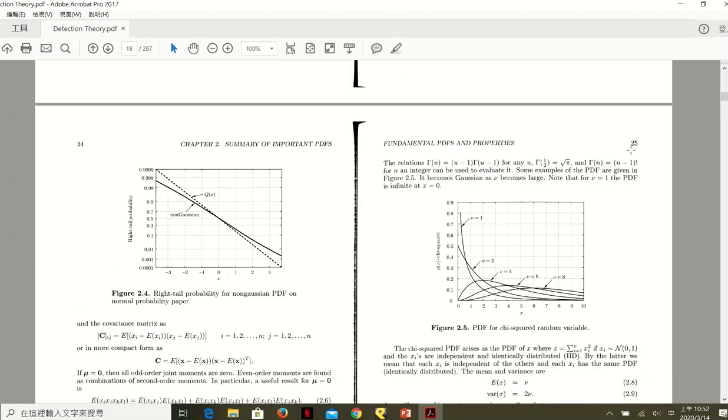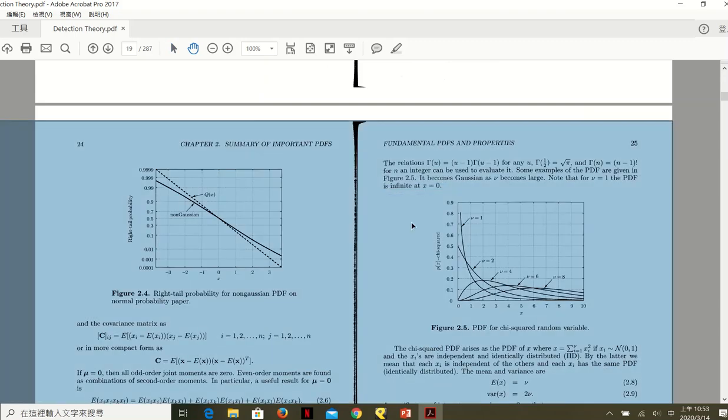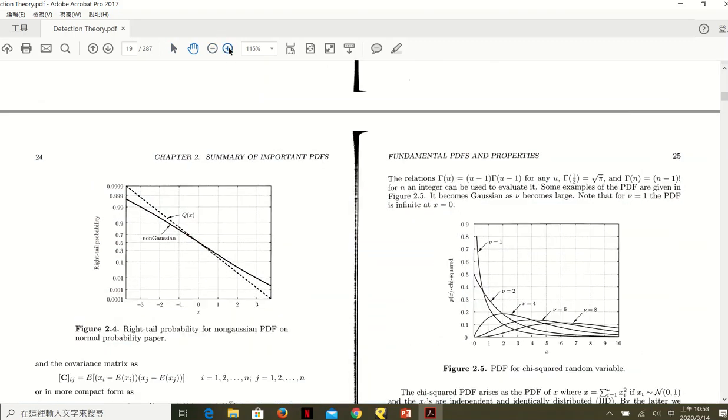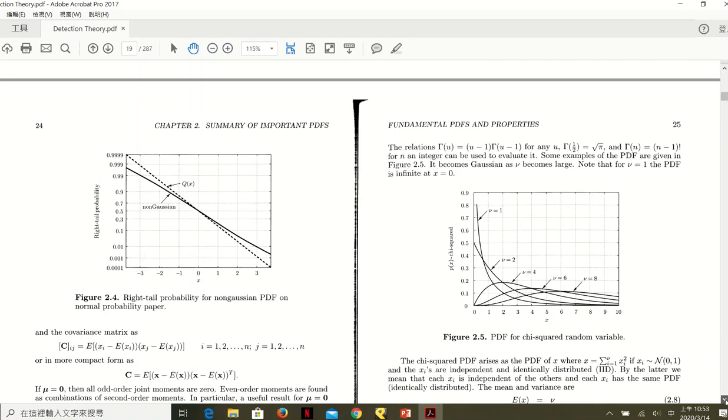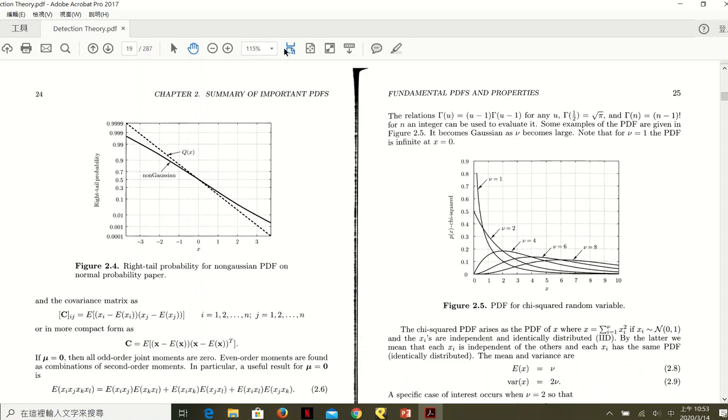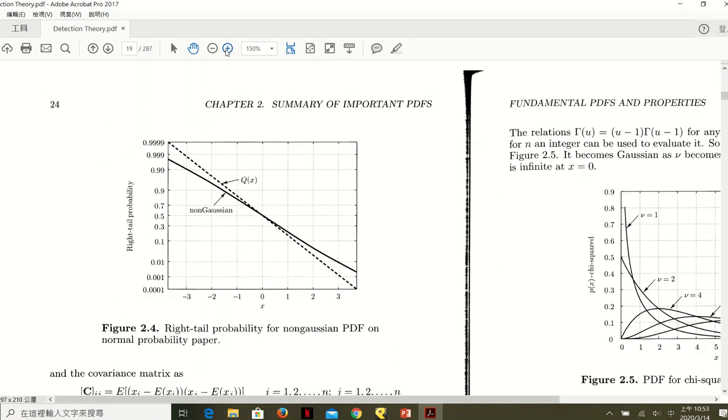So now we are at page 25. Page 25. Let me zoom in a little bit.